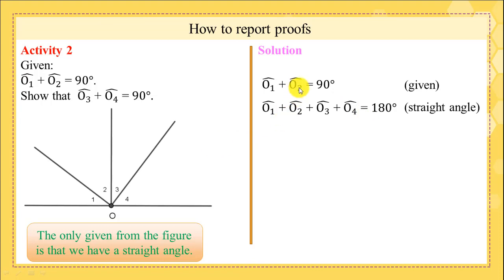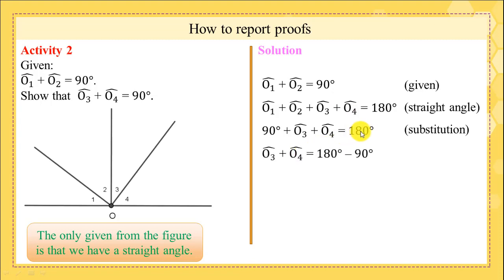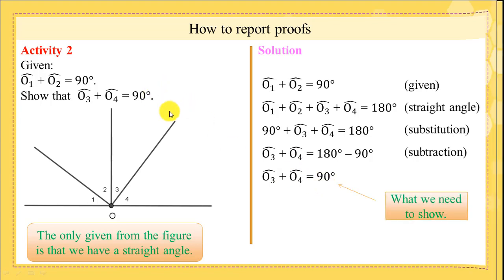Now, as you see here, since the sum of the first two angles is equal to 90 degrees, we can substitute it by its value. 90 degrees, which is ∠1 plus ∠2, plus ∠3 plus ∠4, is equal to 180 degrees. We have here substitution. Now, ∠3 plus ∠4 is equal to 180 minus 90 degrees, subtraction. What is the final result? We have ∠3 plus ∠4 is equal to 90 degrees, which is the result we need to show.